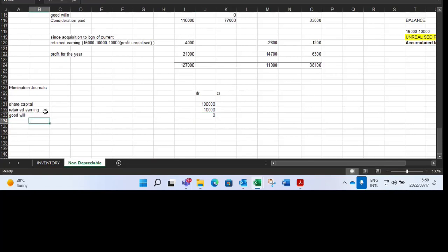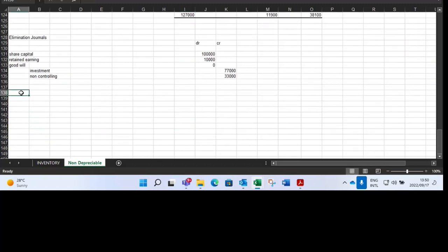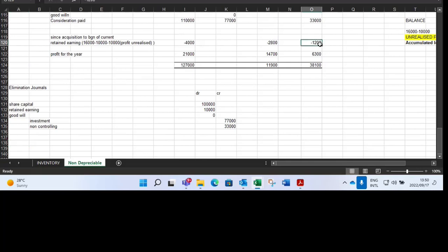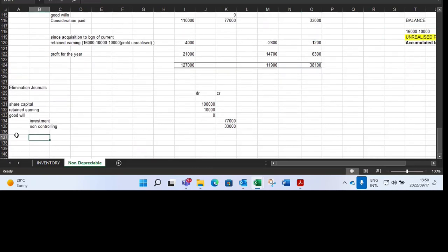And then the investment that he made. He purchased it for 77. So the remaining will be the non-controlling. Then the retained earnings, it made a loss. Initially, if it was a profit, we would credit it, but since it's a loss, we're gonna debit non-controlling of 1.2.